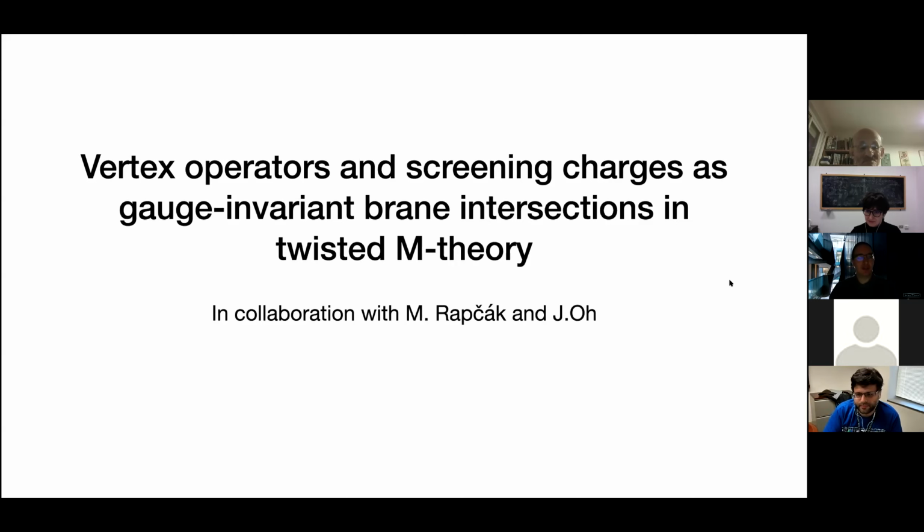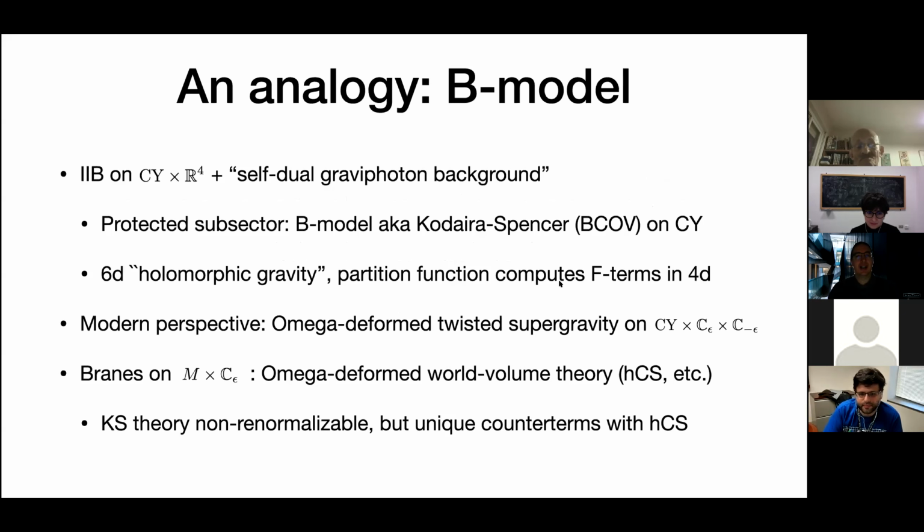The main topic of this work is twisted M theory. And just to give a very quick introduction of what twisted M theory is, I think it's useful to use an analogy with a topic which might be more familiar to the string theorists in the audience, at least, or to mathematicians who have been interacting with string theorists, which is the topological strings.